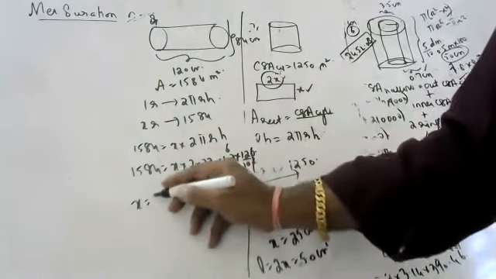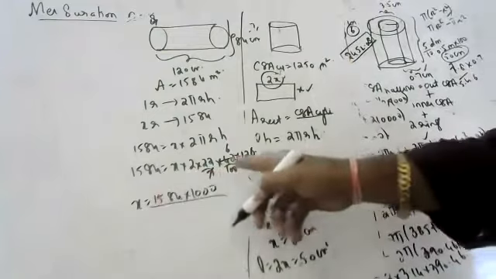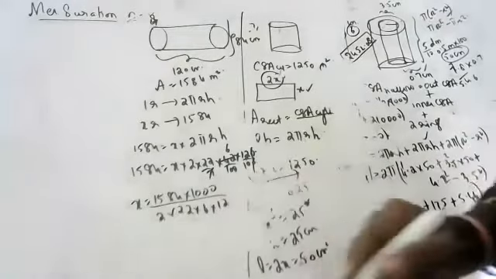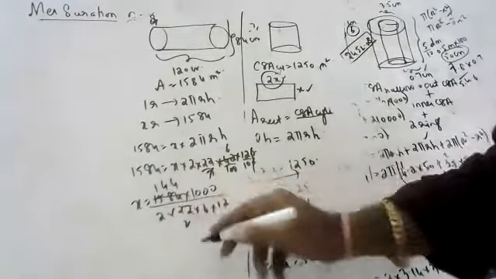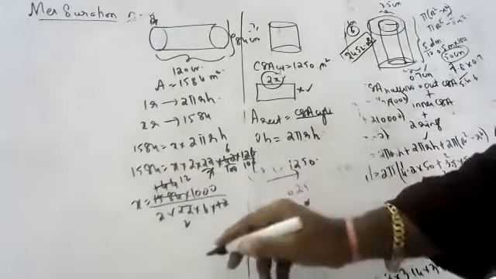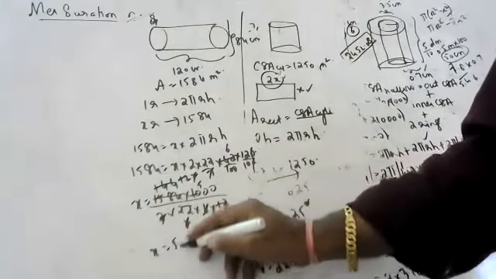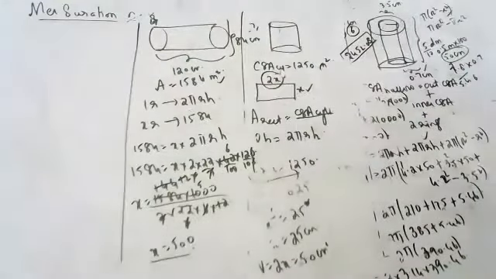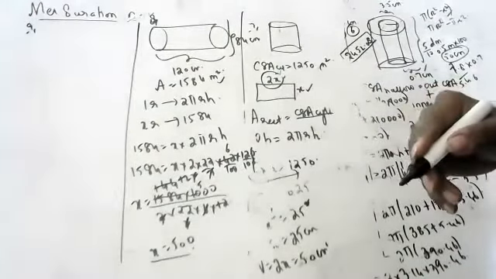X is equal to 1584 into 100,000 by 2 into 22 into 6 into 12. Okay. So 11 twos are 22, 11 fours are 44, 12 twos are 144. It comes to 500 revolutions. In 500 revolutions, it covers 1584 meter square. Again, say, in 500 revolutions, it will cover 1584 meter square.